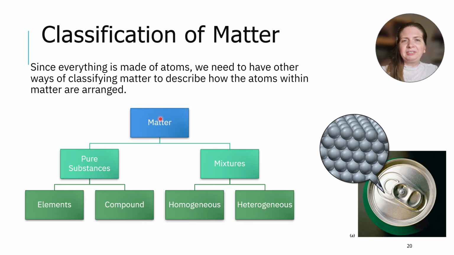All matter can be divided into two main categories: pure substances and mixtures. Pure substances can either be elements or compounds, while mixtures can either be homogeneous or heterogeneous.